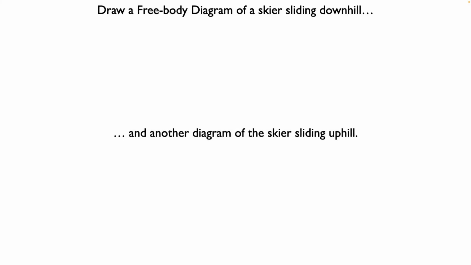So, we're going to draw a free body diagram of a skier sliding downhill. I hear the snow is actually pretty good right now. I'm not a skier, but I have friends who ski, and they're very, very happy. At China Peak, I should say.